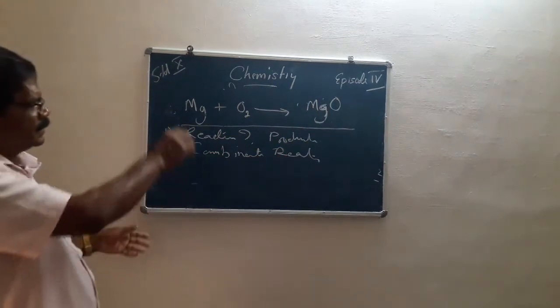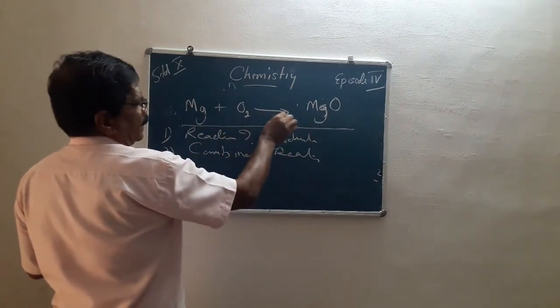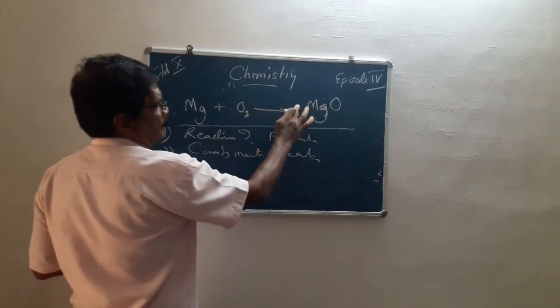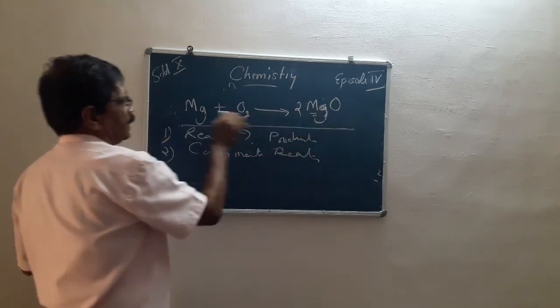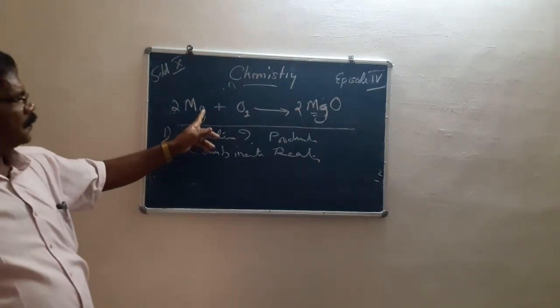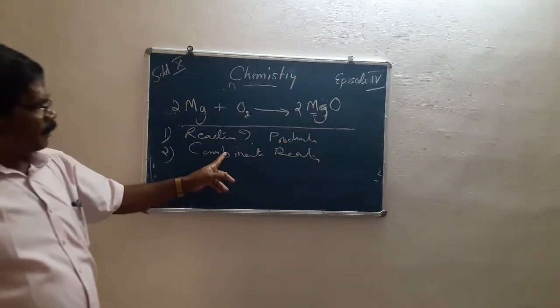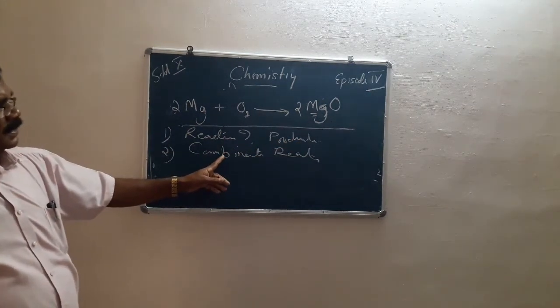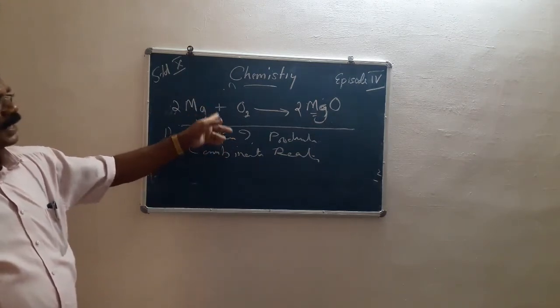So first let's balance this equation. Here there are two oxygen atoms, so we give 2 here. 2 Mg. Hence here 2 Mg, here also it is 2. Now it is a balanced equation. 2 Mg plus O2 gives 2 MgO. It's a combination reaction. Next we ask whether it is an exothermic reaction or endothermic reaction.